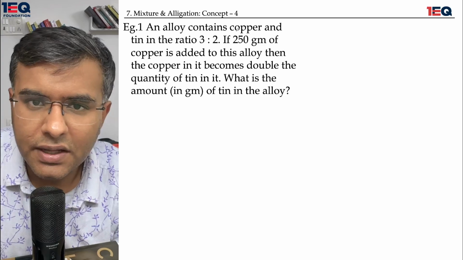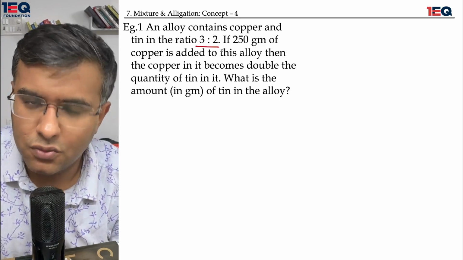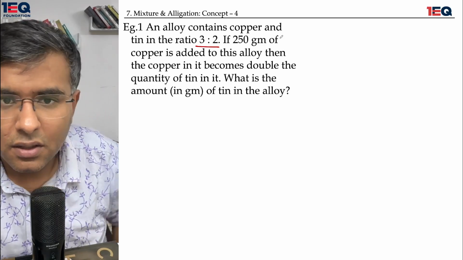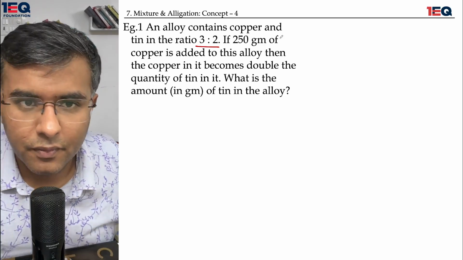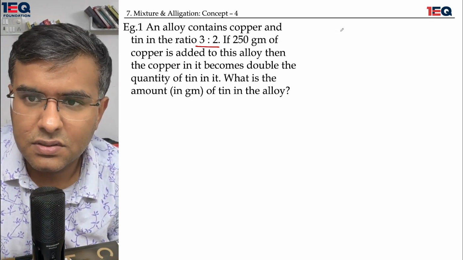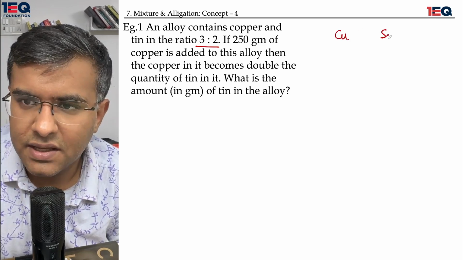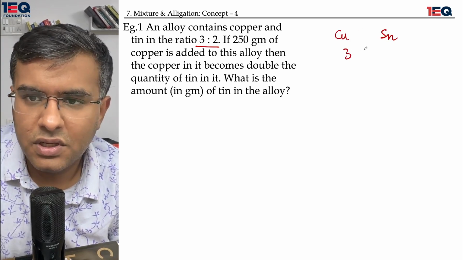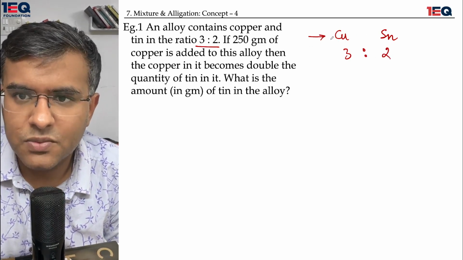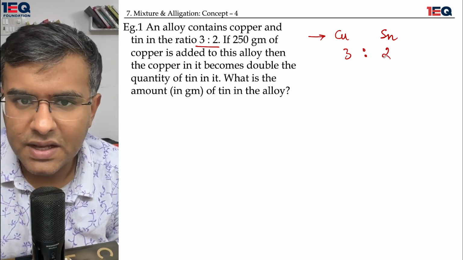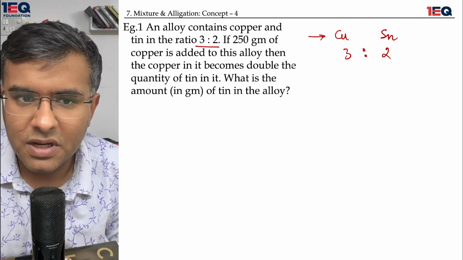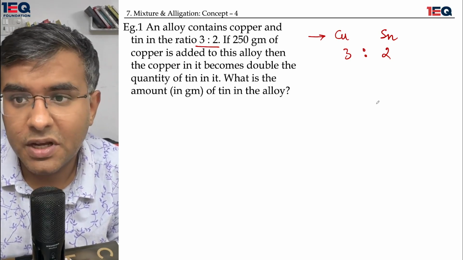An alloy contains copper and tin in the ratio 3 is to 2. If 250 grams of copper is added, it becomes double. This is copper Cu, tin is Sn, in the ratio 3 is to 2. These are standard chemical names of copper and tin, Cu and Sn. If 250 grams of copper is added to this alloy, then copper in it becomes double the quantity of tin.